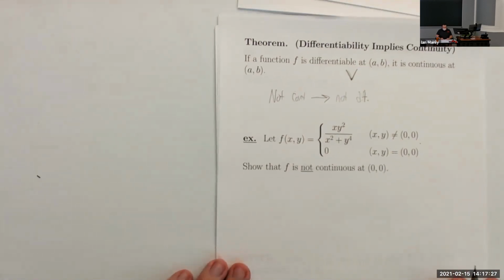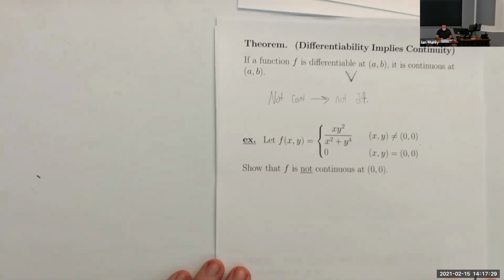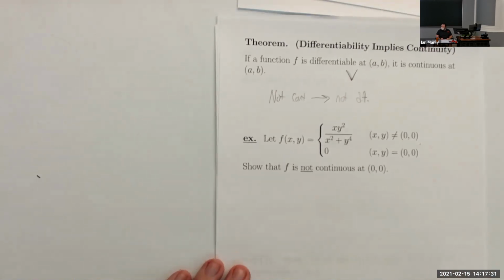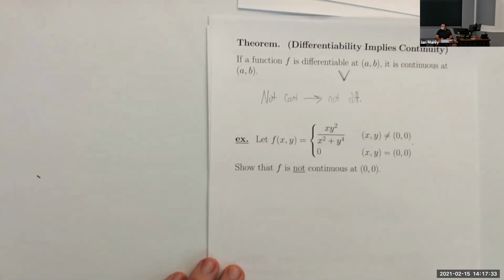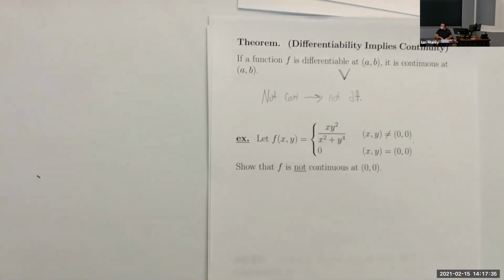All right, so what we're going to do is we're going to show that f is not continuous at 0, 0. All right, so I think this was a few lectures ago. How do we show something is not continuous in this class? What was our method of doing that? Yeah, so we look at a limit, right? And we want to show that the limit doesn't exist. Now, how did we show that the limit doesn't exist in the past lessons?